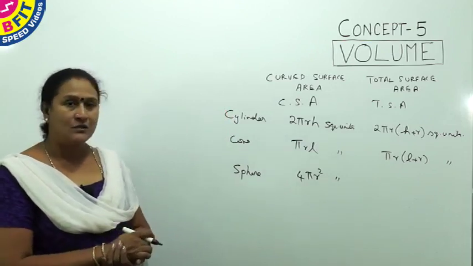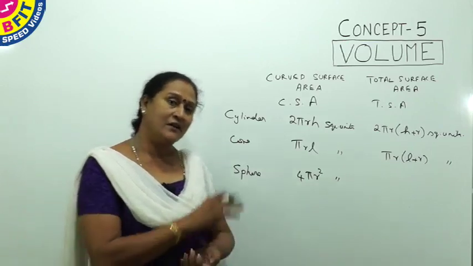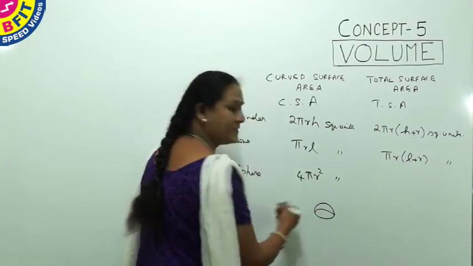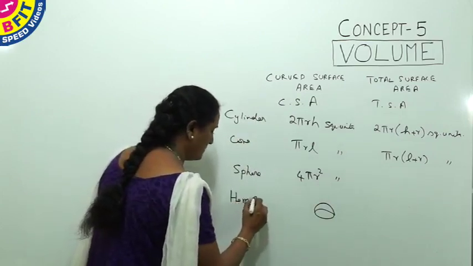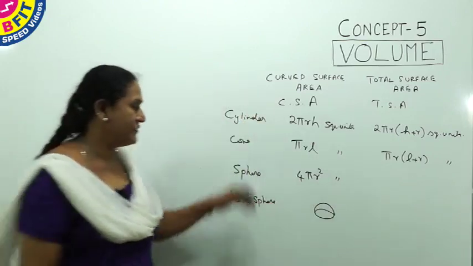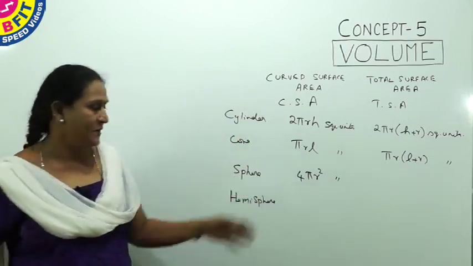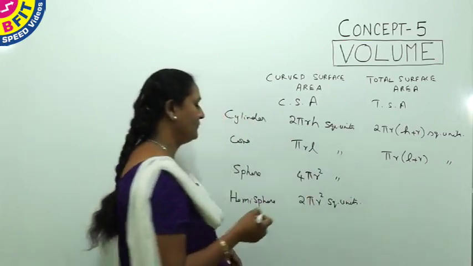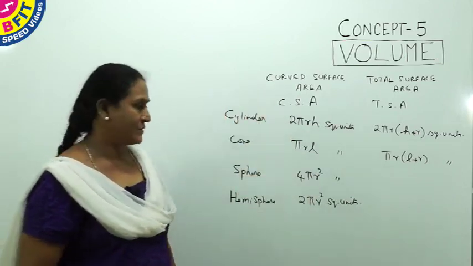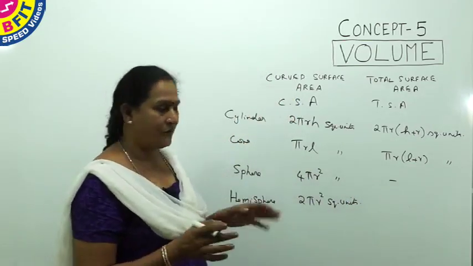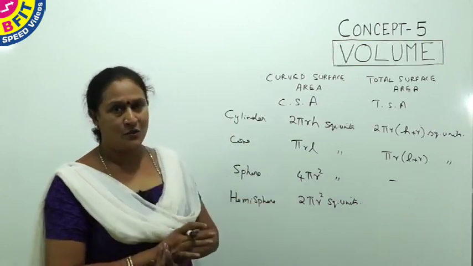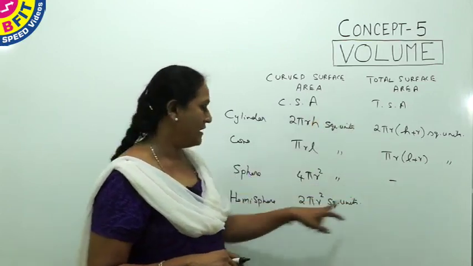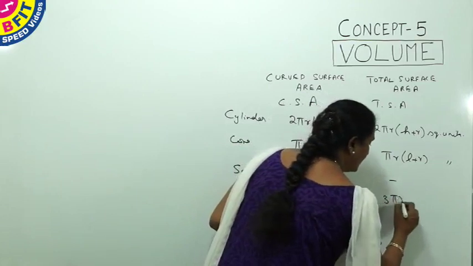Now if it is a hemisphere, what will be the curved surface area? A hemisphere is one half of a sphere where the base is a circle. So half of the sphere's surface area will be the curved surface area of the hemisphere. It is 2 pi r square units. Now what is total surface area for a hemisphere? With the curved surface area, the base area is also added. Curved surface area is 2 pi r square, and the base area is pi r square. So when we add, total surface area for a hemisphere is 3 pi r square units.